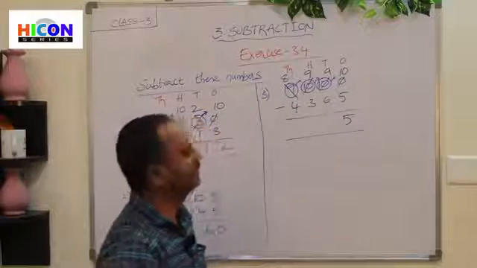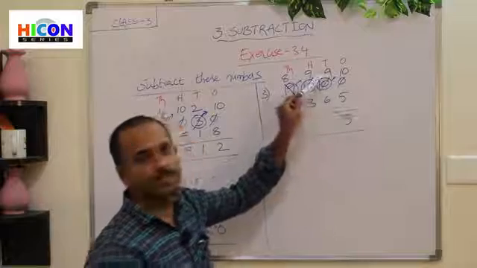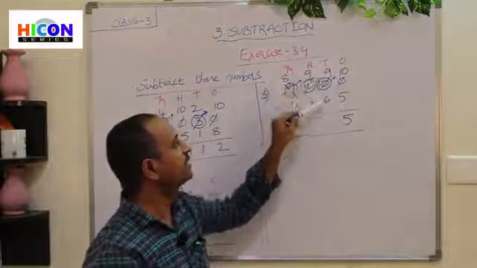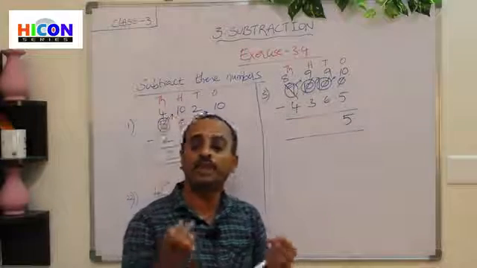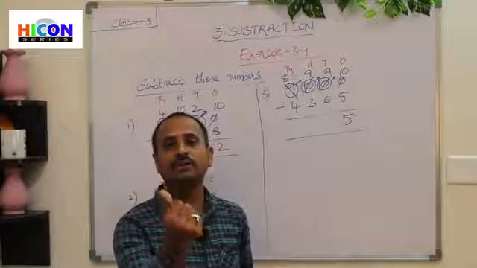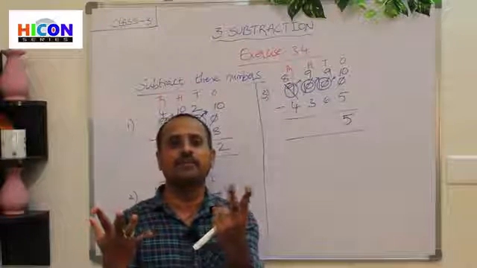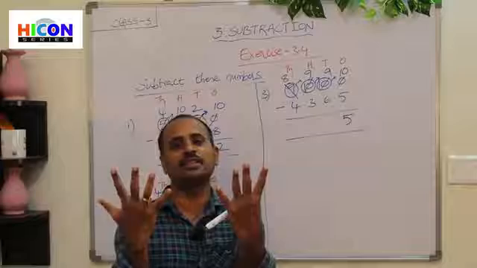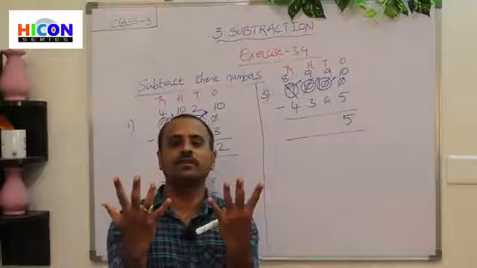Now go to the tens place. Children, what are the numbers present in the tens place? 9 and 6 are present in the tens place. What is the first number? 9. So open 9 fingers of your hand. 1, 2, 3, 4, 5, 6, 7, 8, 9. So children, these are the 9 fingers. What is the second number there? 6 is the second number.